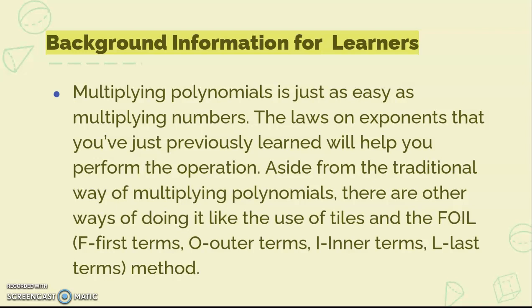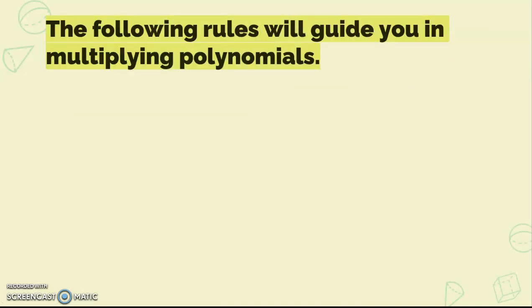Okay, so what is FOIL? We will use it. FOIL means first terms, outer terms, inner terms, and last terms. So that is the abbreviation we will use. Later on, I will discuss it, not too long from now. So that is FOIL. Okay, so the following rules will guide you in multiplying polynomials.